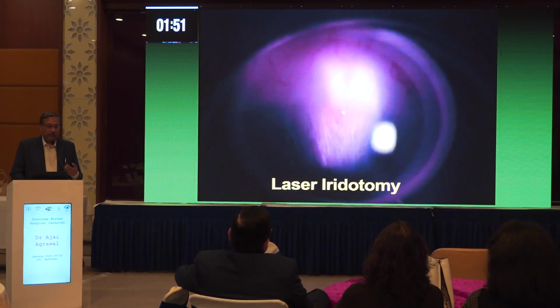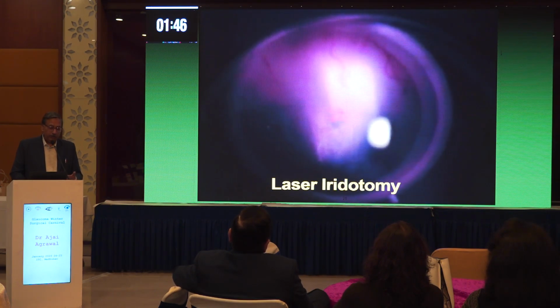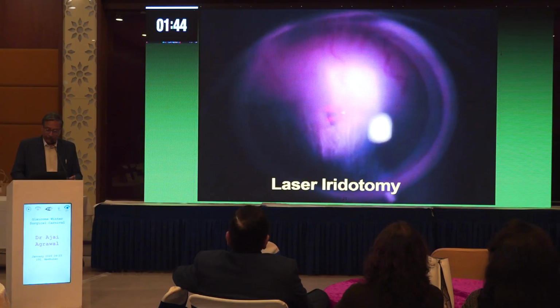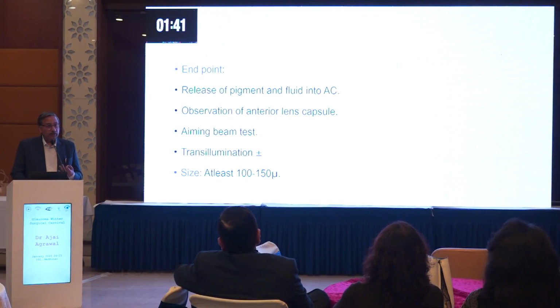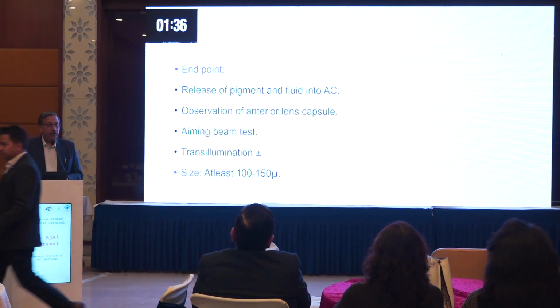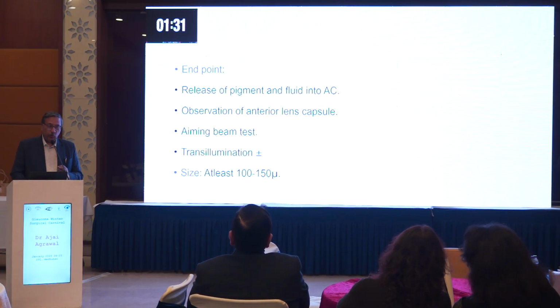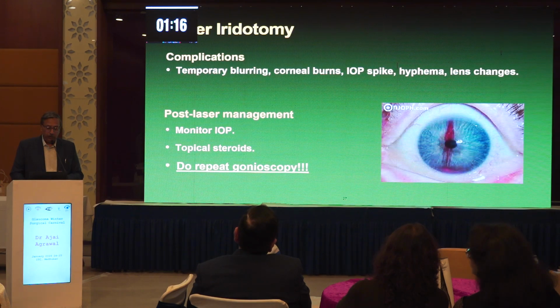And you can see here that there is a sudden gush of aqueous which has come out, along with blood which can come at times as well. So what is the end point of your PI? It is the release of pigment and fluid into the anterior chamber. You are able to observe the anterior lens capsule. You can also do an aiming beam test. Remember that transillumination may not be the best method for checking the completeness of your PI. The size should be at least 100 to 150 microns for it to work.